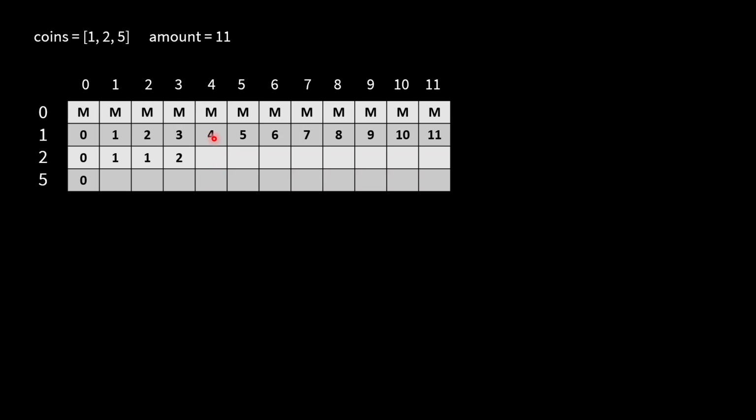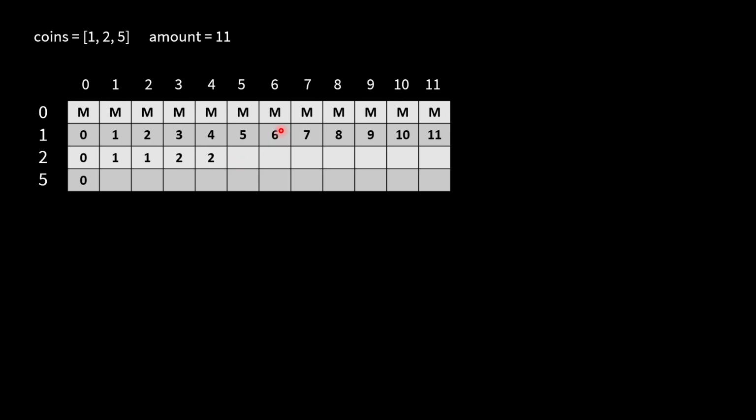Similarly, in this cell, we can either put the value 4 or we can subtract 2 from 4, and we come to this particular cell where we have 1. We add 1 to 1, that means we get 2. So the minimum between 2 and 4 is 2. That means we have 2. Now for this cell, either we can take 5 or we can subtract 2 from 5 and go to the 3 index, and the corresponding value here is 2, and add 1 to it. That means we get 3. The minimum between 5 and 3 is 3.